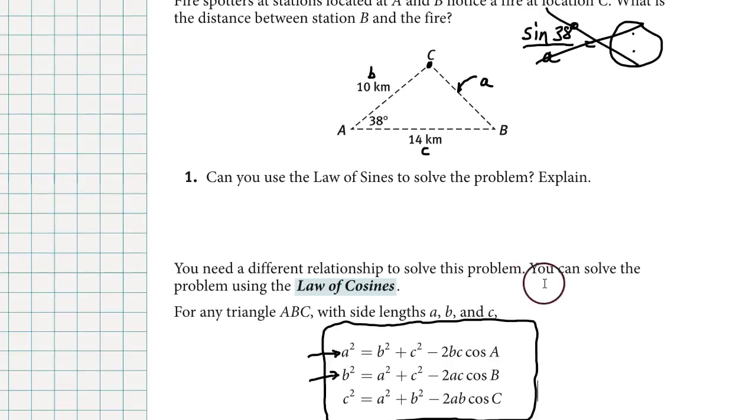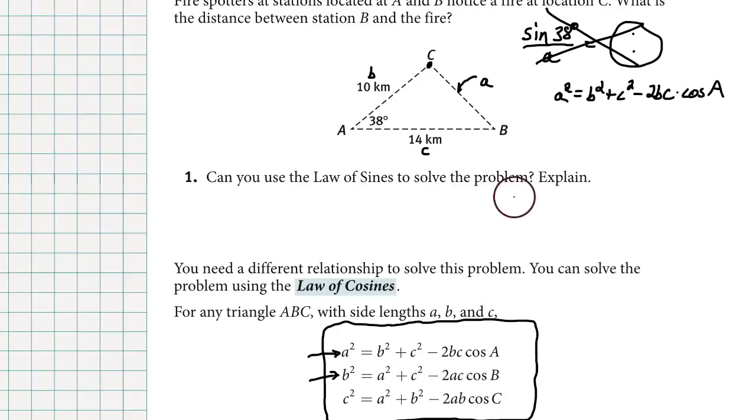So in our problem, we want to find lowercase a. We're going to write out the law of cosines formula that has the letter a alone. It's a squared equals b squared plus c squared minus 2 times b times c times the cosine of capital A. I know that looks really complicated, but that's why I say to write this down on a note page so that you have it on test day.